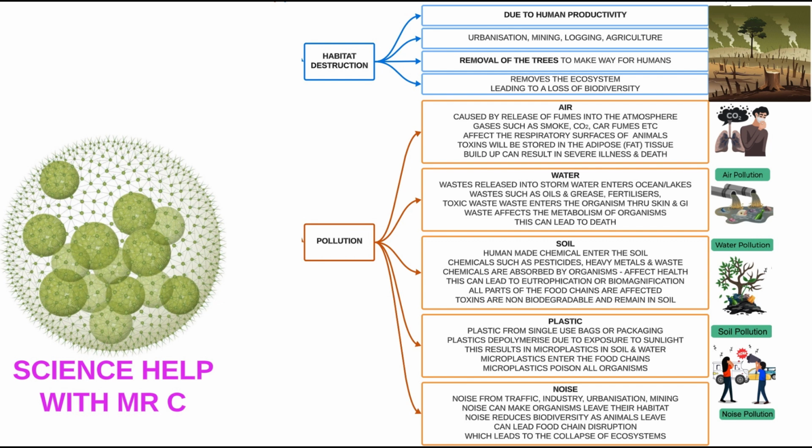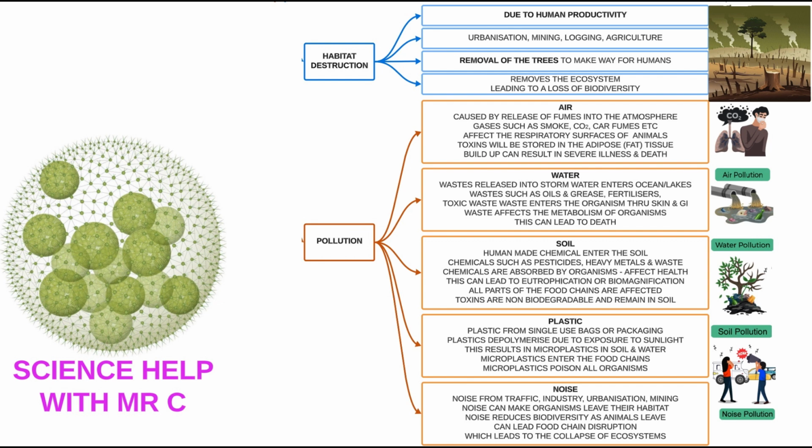In water pollution, wastes are released into stormwater drains and they end up in oceans and lakes. Waste such as oil and grease and fertilizer and toxic waste enter our waterways. It comes in contact with the skin and digestive systems of our native species and affects the metabolisms of the native species and can lead to death.